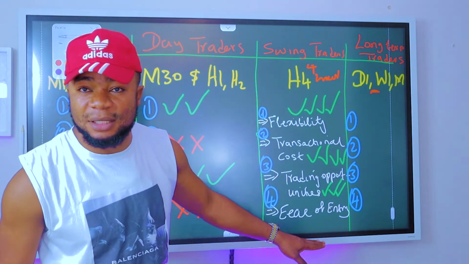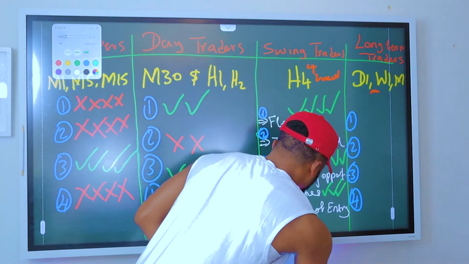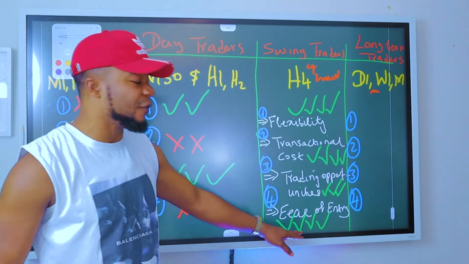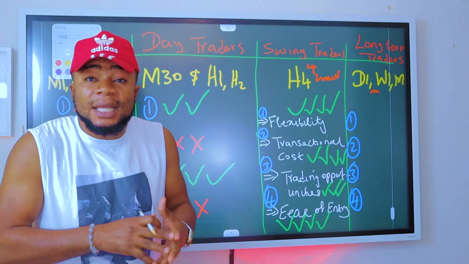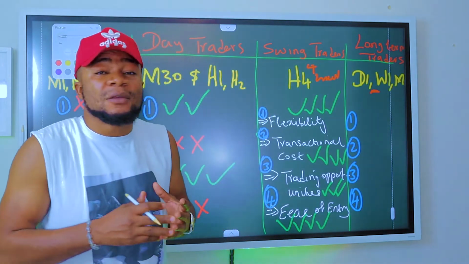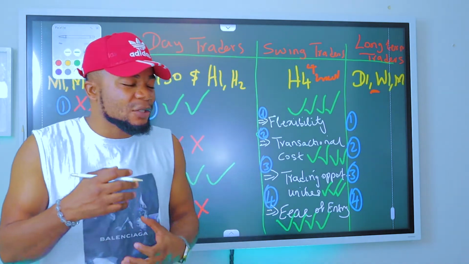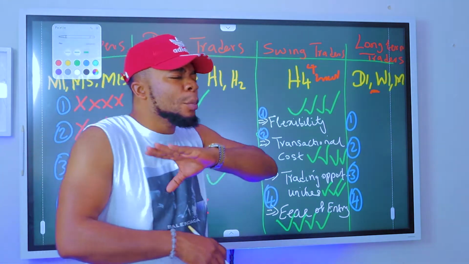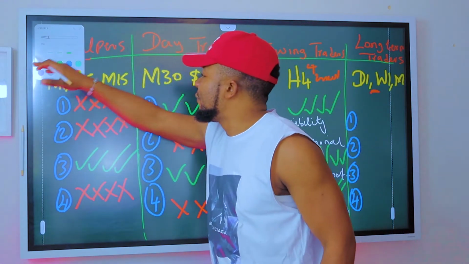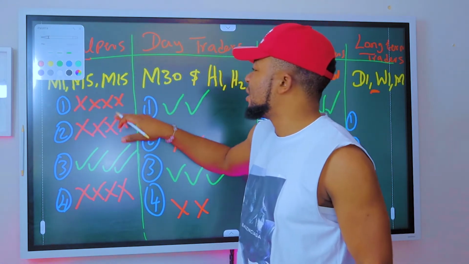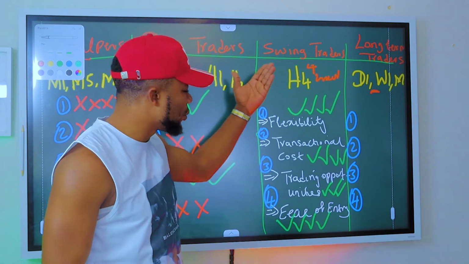And then ease of entry. This one is the easiest if you are a beginner. The ease of entry here is 4 ticks, because it gives you the time to really study and understand what is going on in the market as a whole. The 4 hour time frame will give you the ability to see different levels, different support and resistance, and different dynamics of trading without the too much noise that you have if you were a scalper or trading the 1 minute, 5 minute, 15 minute, or 30 minute time frame. But the 4 hour time frame will give you all of this.